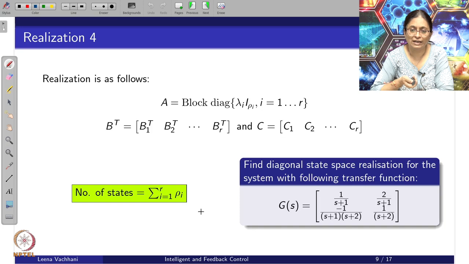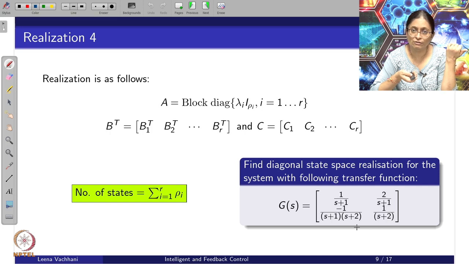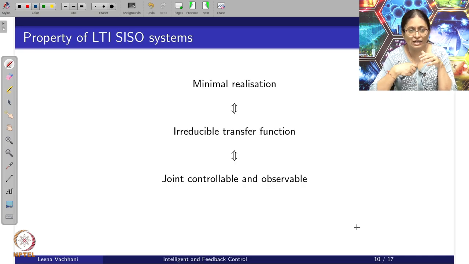So now, given this particular transfer function, if I want to find out the diagonal states, because here again I have distinct roots. In my previous case, I had the common denominator as s minus 1 whole square times s plus 3 whole square, so that was not having distinct roots. So now I'm taking another example where I have the distinct roots s plus 1, s plus 2. So R is equal to 2 only, but now I have to find out the rank of the system. With that, I should be able to find a new kind of realization.